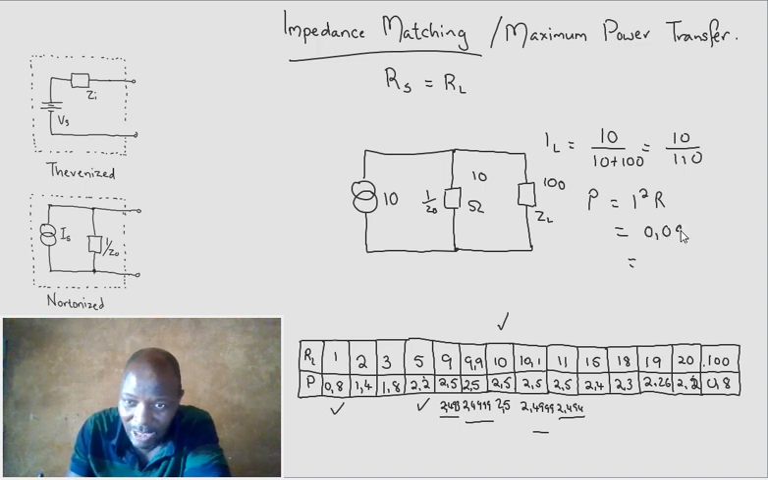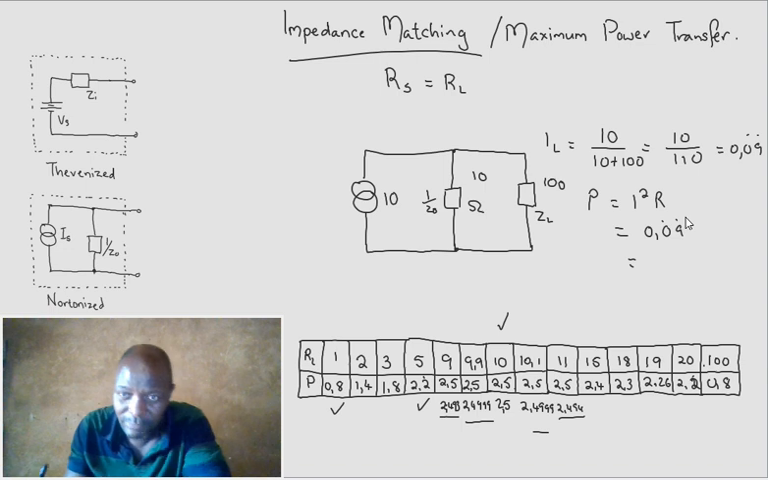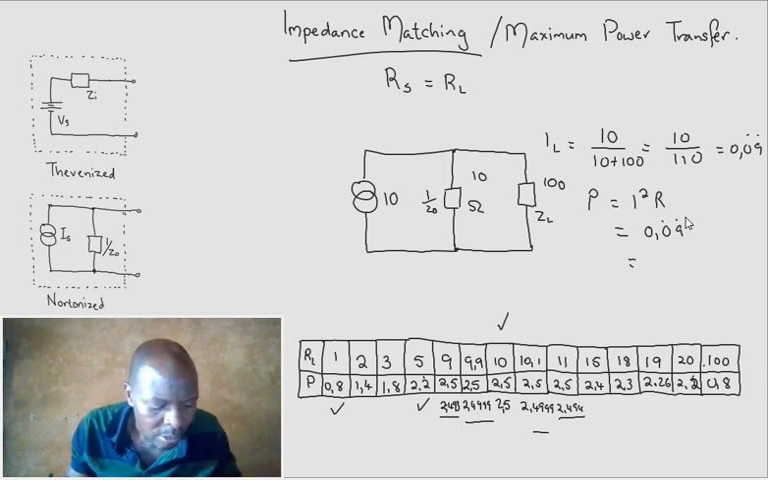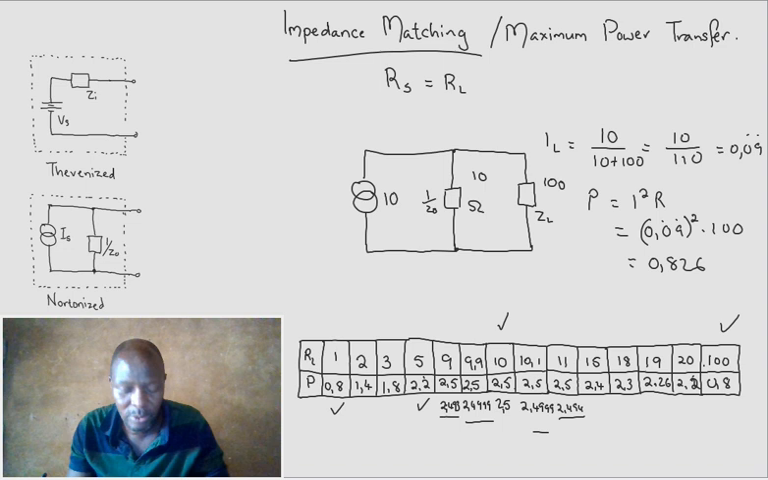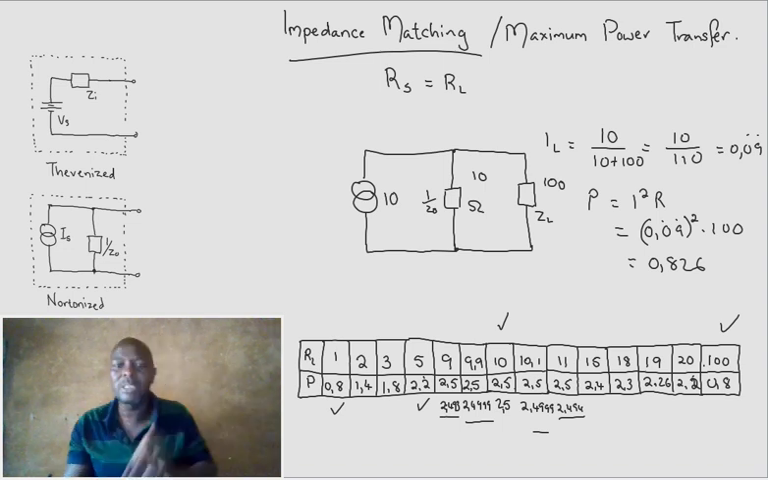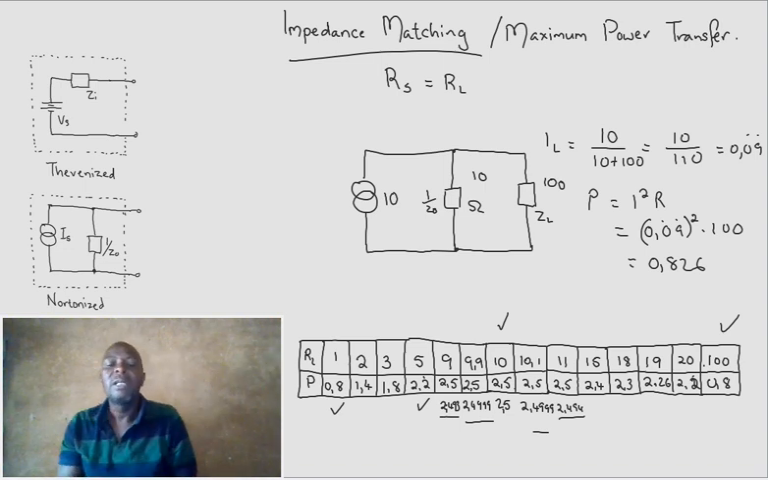Let's prove it. If you have a calculator there, you can prove it for yourself. 0.090909, and that squared times 100 is the previous calculation we did. Deja vu once again, and this is going to be 0.826, which is exactly that, but prove it to yourself. So you can see impedance matching is when your load is exactly equal to your system impedance.